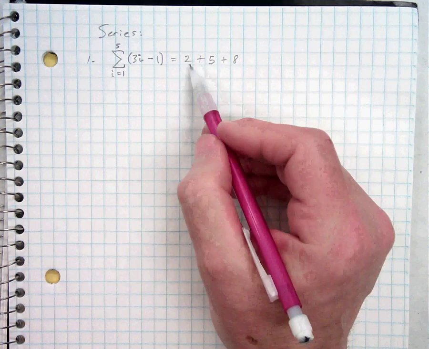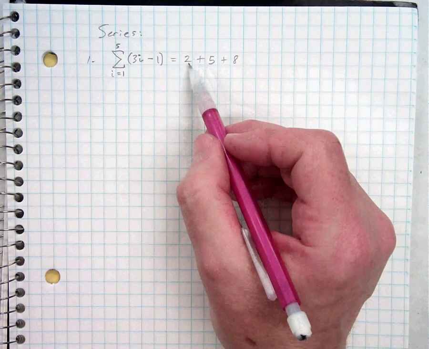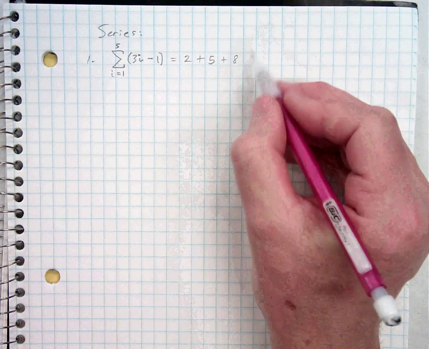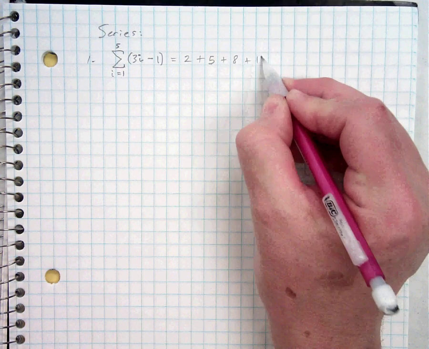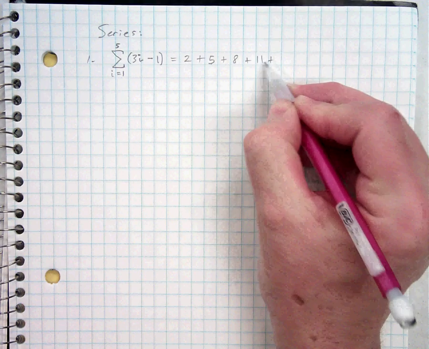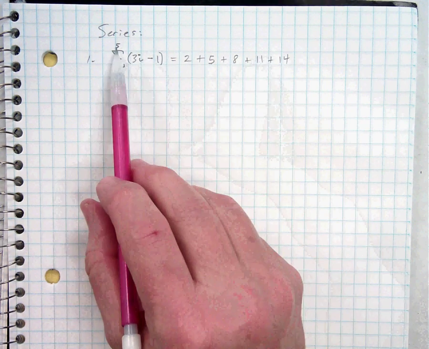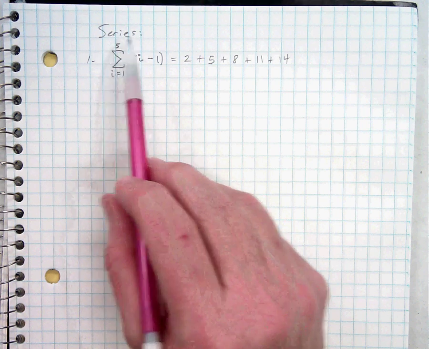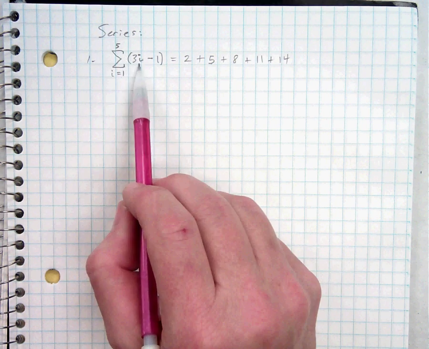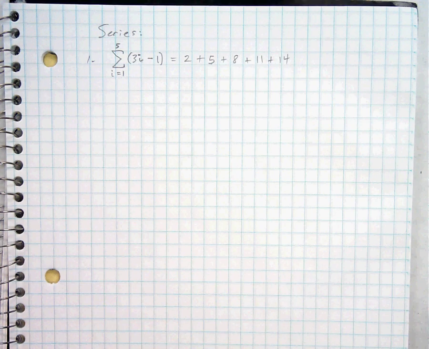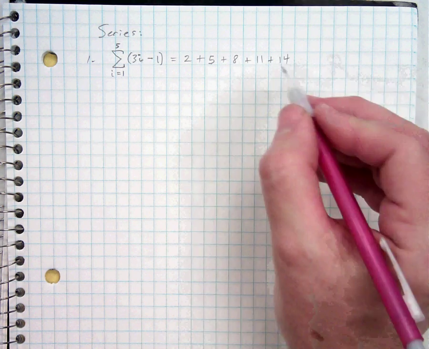And as you can see, we're just adding 3 every time, aren't we? So the first number is 2, add 3, get 5, add 3, get 8. Add 3 to that, you're going to get 11. Add 3 to that, you're going to get 14, and I stop, because that's the 5th number. And that's where it says to stop right here. When I put a 5 in, 3 times 5 is 15. 15 minus 1 is 14. That's it. So then we just add them up.